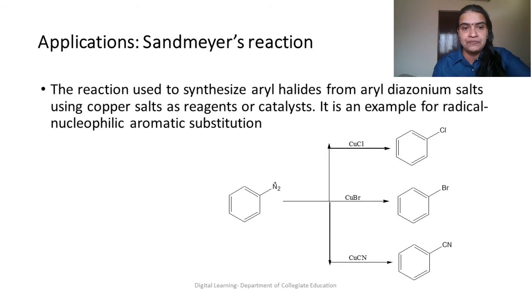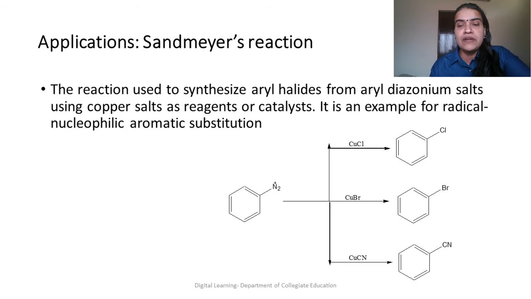classes of compounds. The most important reaction is Sandmeyer's reaction. It is the reaction used to synthesize aryl halide from aryl diazonium salt using copper salts as reagent or catalyst. It is an example of radical nucleophilic aromatic substitution. So, the benzene diazonium chloride salt is combined with copper halide to form the corresponding halobenzene, haloarenes.